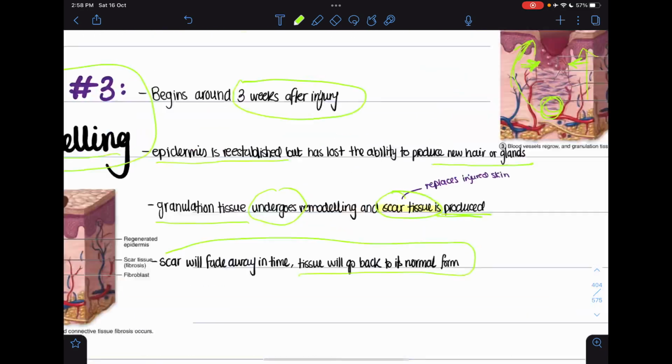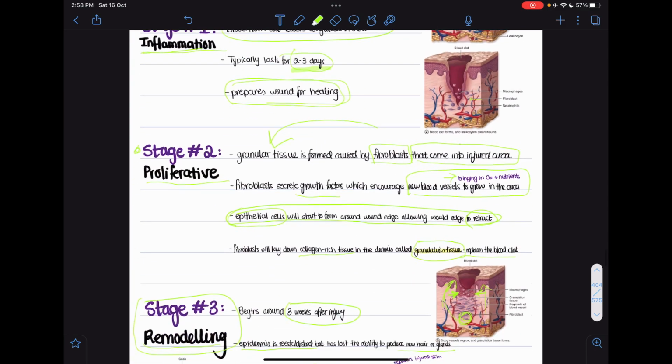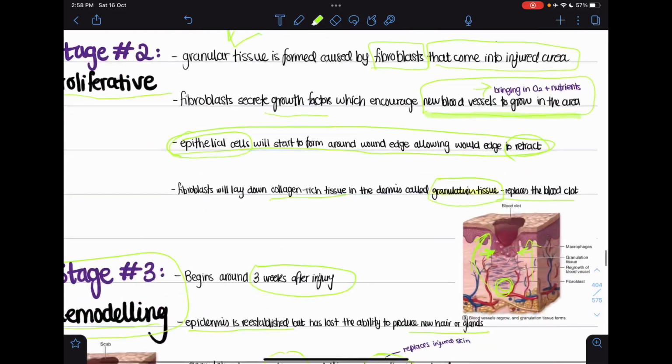So let's do a quick recap. Stage 1, the blood from the cut vessels coagulates in the wound, meaning it fills up the wound. The inflammation phase lasts for 2 to 3 days and it prepares the wound for healing. Stage 2, epithelial cells will start to retract the wound. Fibroblasts will form granular tissue that will come into the injured area and start healing as well. Fibroblasts will also encourage the growth of new blood vessels in the area, which will bring in oxygen and nutrients.